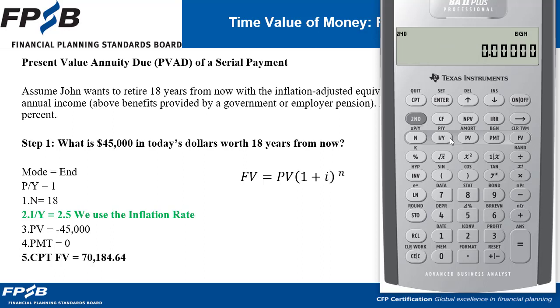If we want to use the calculator, then it's also very easy to do. Mode is ending mode, P/Y equals 1. Let's just check that. Second P/Y equals 1. And N equals 18, so moving left to right, 18 N, 2.5 on the I/Y. Present value is 45,000. We're going to make that negative, and 0 payment, and we're going to compute the future value, 70,184.64. So that's the payment we want at the beginning of the first year of retirement, 18 years from now.